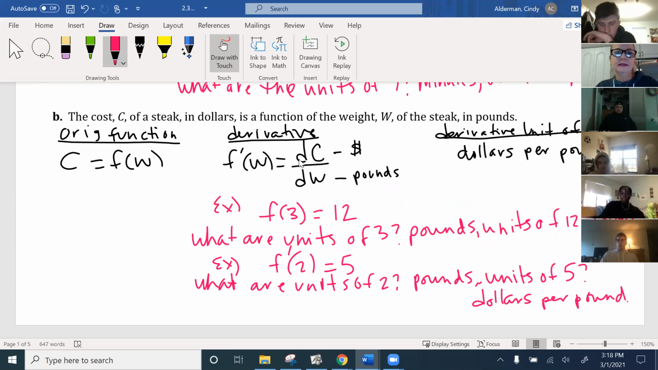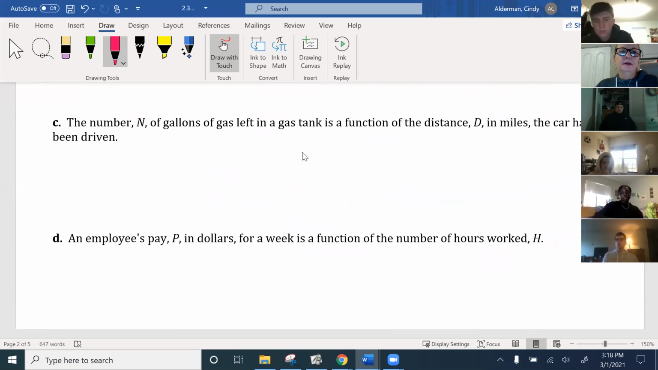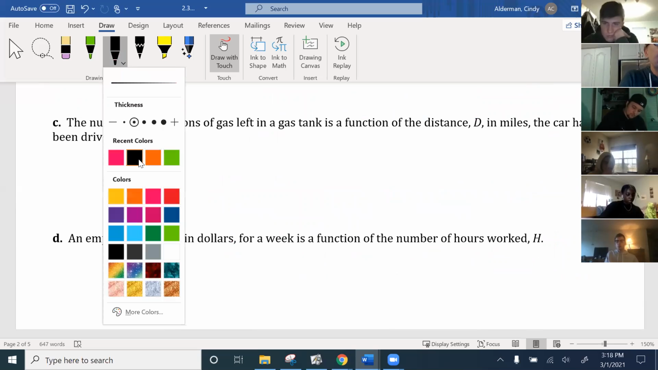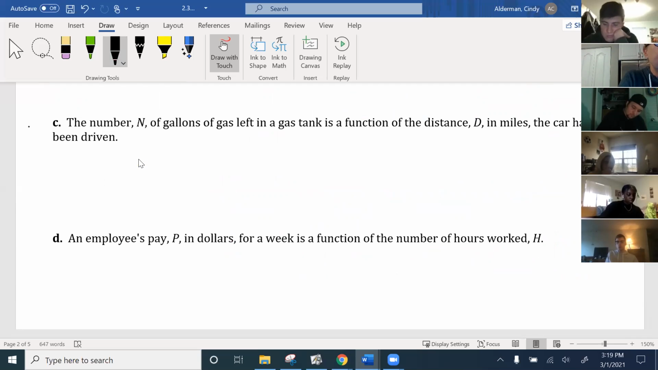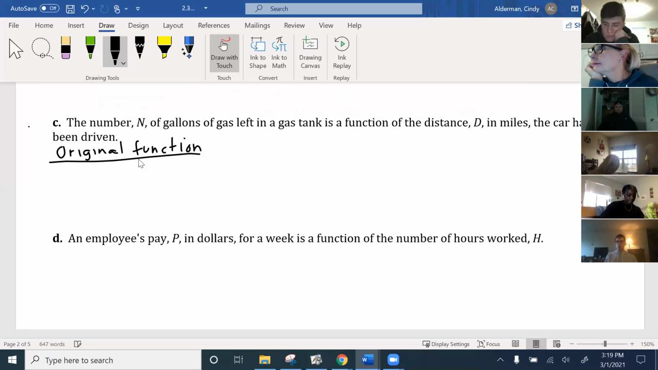Not just one name. Okay, so anybody want to tell me what they think the original function is here? What's it being? So n is a function of d. N is a function of d.